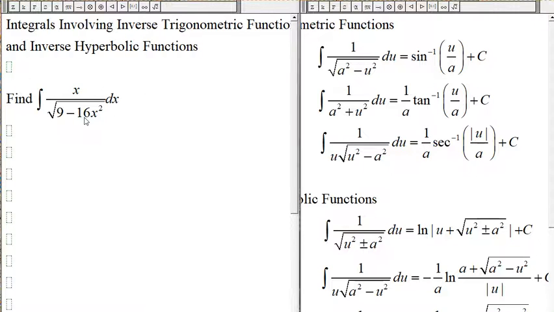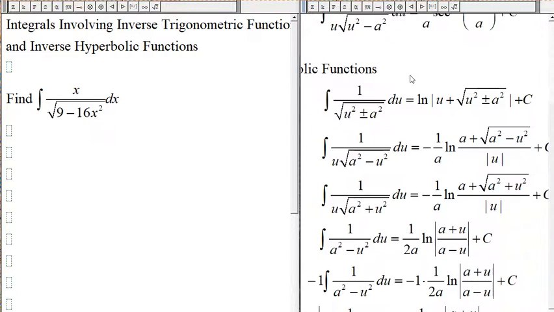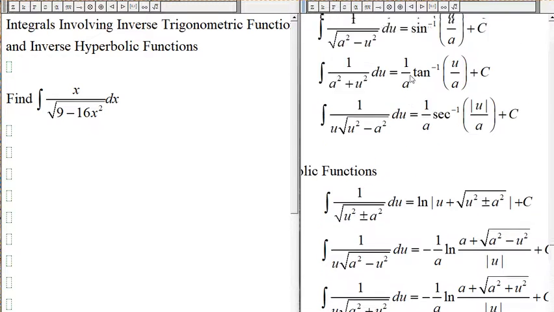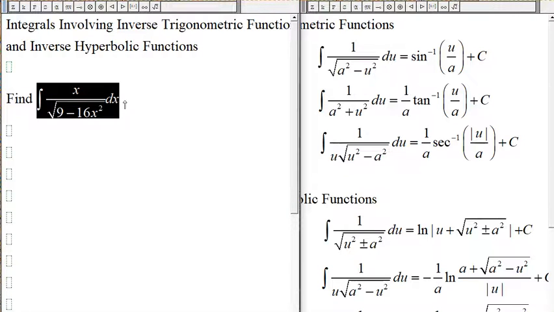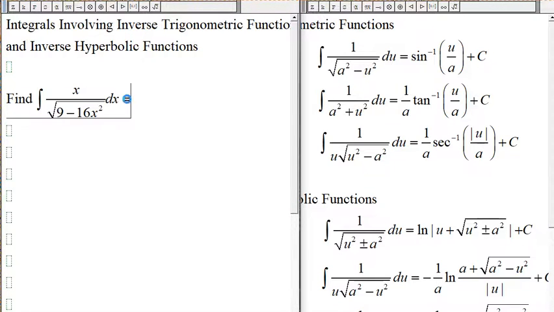Here we have the integral of x dividing by the square root of 9 minus 16x squared. And since we have an x right here, none of these formulas would apply. But here we can just do regular substitution since we have an x on the top. This is the same as 1 over the square root, and then times x times dx.